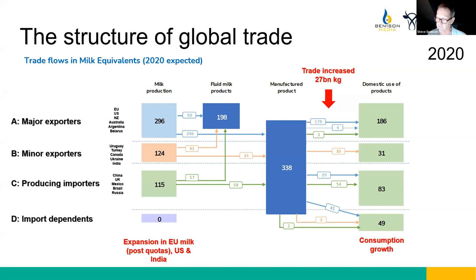And of course, not forgetting India, which has had a major expansion in domestic production, but not so much involvement in trade. In the middle, global dairy trade increased by 27 billion litres. And when you look at the size of that increase versus the size of total production we have on the left-hand side, it's not a very big volume that's been increased in global trade.